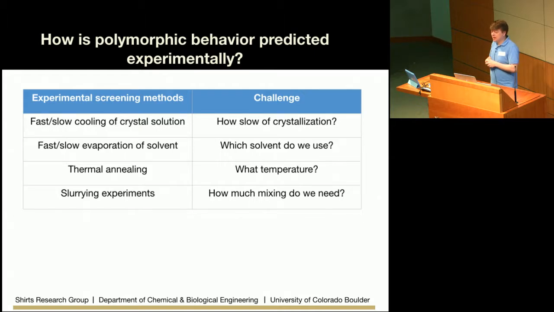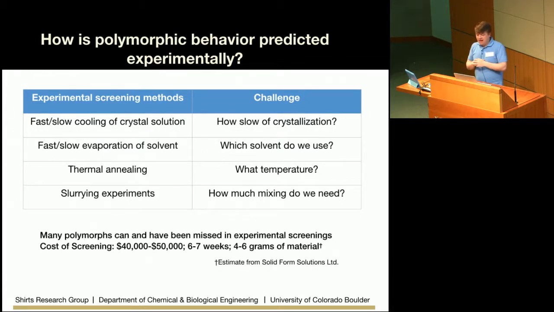So how do you predict this experimentally? It's kind of hard to do. You've got a lot of different ways you can vary the conditions to try to induce different polymorphs: cooling a solution, evaporating solvent, thermal annealing, slurry experiments, mixing with various things. My graduate student was a secret shopper, went around trying to get some quotes, pretending he was from a company. Usually it costs $40,000 to $50,000, and takes 6 to 7 weeks and 4 to 6 grams of material. So we'd love to have some sort of screen beforehand, before we make the molecule, especially before we make it in large batches, to understand what the behavior will be.